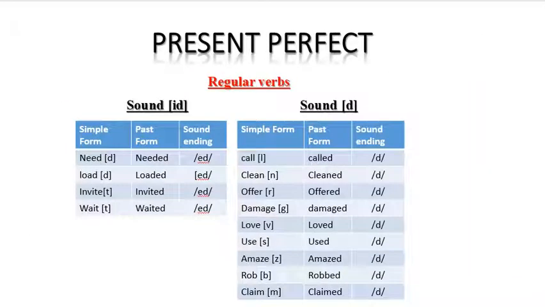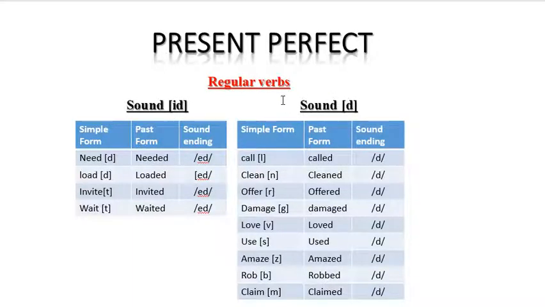Okay, let's move to the next: the sound id. Remember, when we express the sound id, the verb ends with the consonants d and t. So we need to express the sound id. For example, needed, loaded, invited, waited. So it's the sound id.